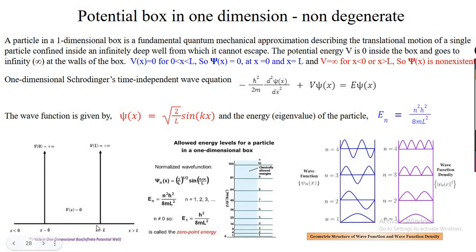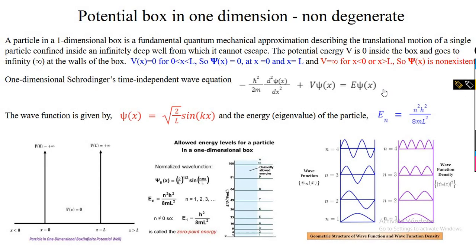But outside the potential box, or at the boundary, there is no existence of the wave function. For x less than 0 or x greater than L, you don't have any wave function. So simply by using this boundary condition, one can solve the Schrodinger's time independent equation. The solution gives you the wave function psi equal to root 2 by L sine kx, where k, the wave vector, is quantized in nature. k is given as n pi divided by L. So pi is a constant and L is the length, where n takes discrete values.